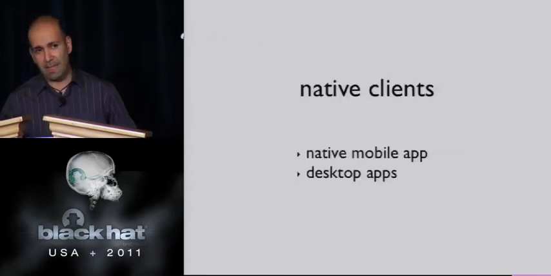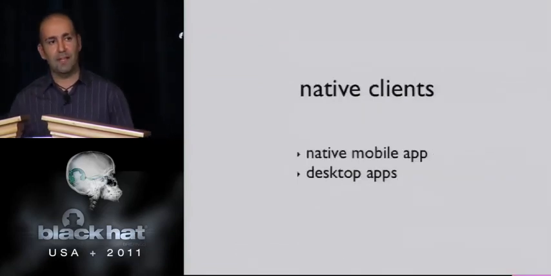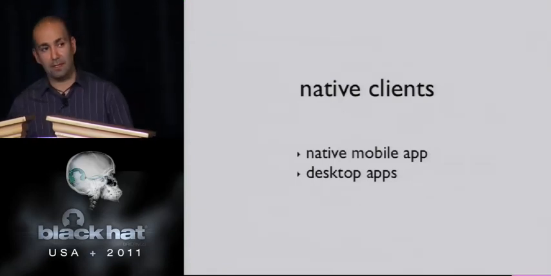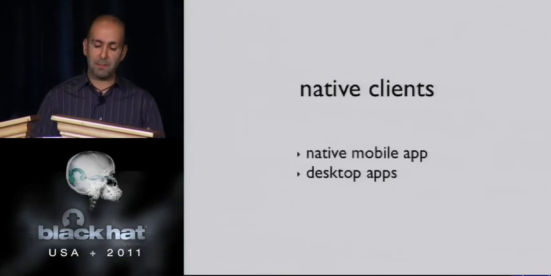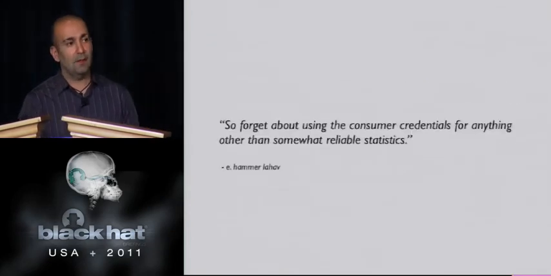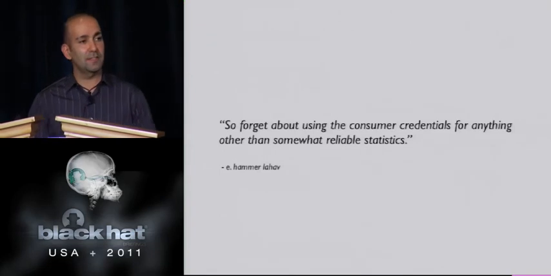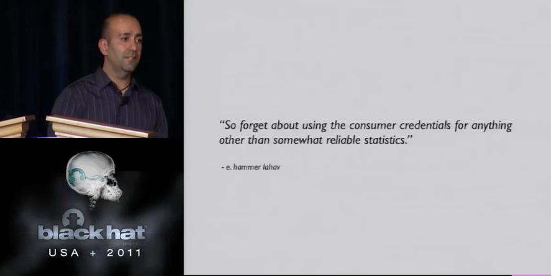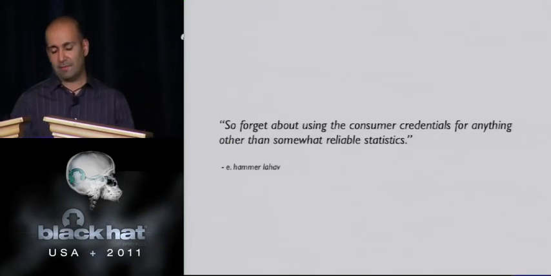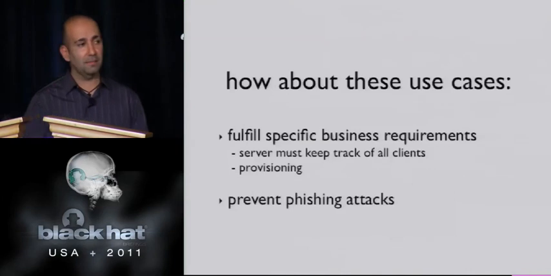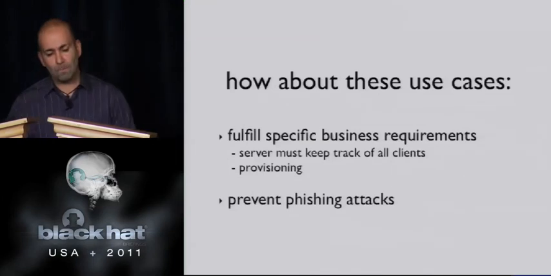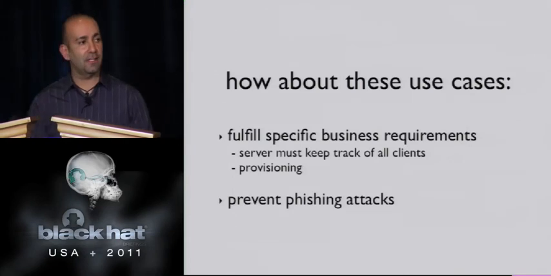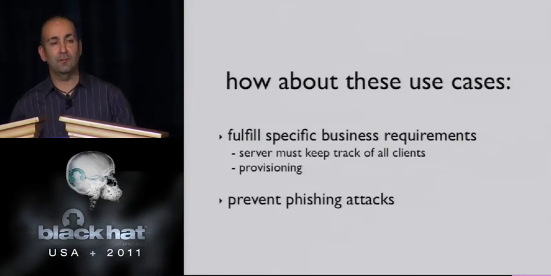On the mobile platform, it's a little bit different because you have a large number of devices, each embedding and managing these shared consumer credentials. So this becomes problematic. And the OAuth contributors believe, for obvious reasons, that these consumer credentials should not be used for anything other than statistical needs. Well, sometimes we can't do that. We don't have that luxury. For example, in my case, I had a business requirement where the server had to keep track of all the clients in order to charge them for each API call.